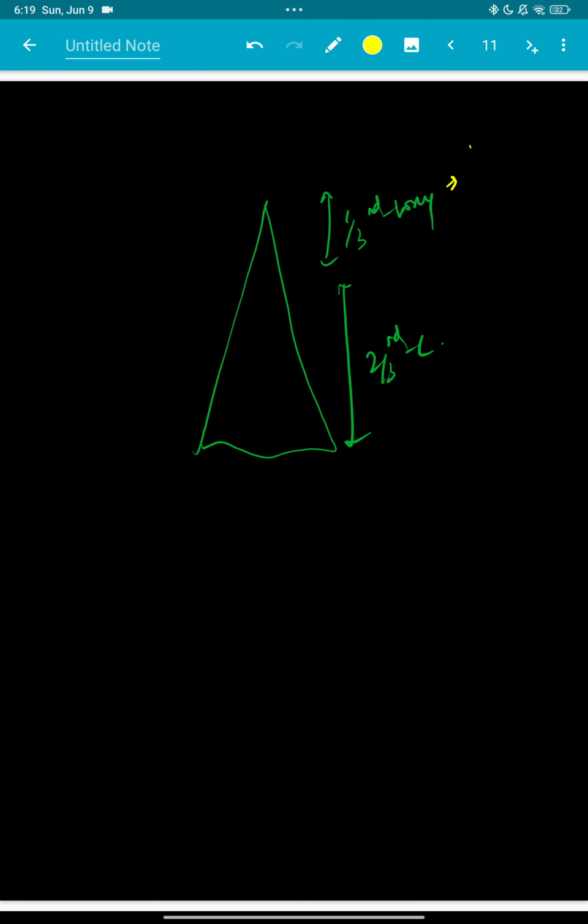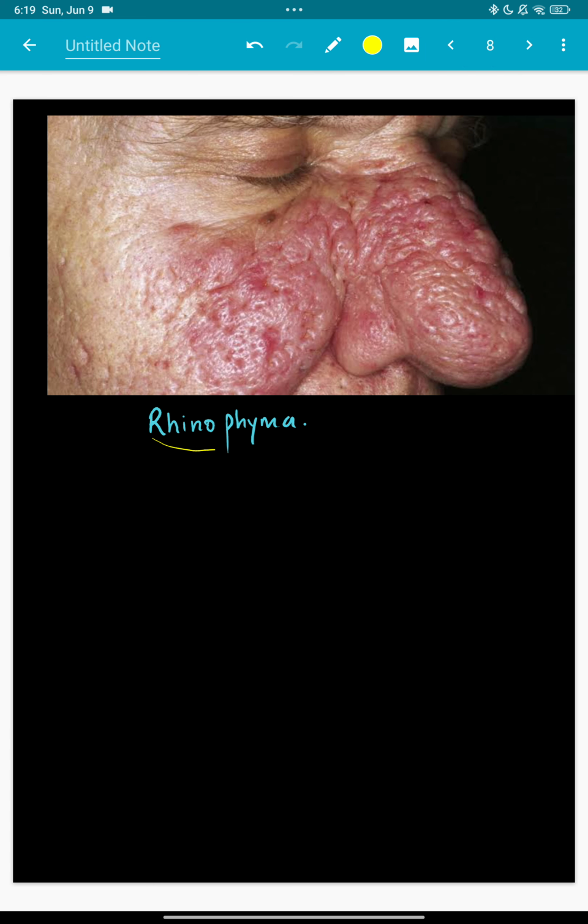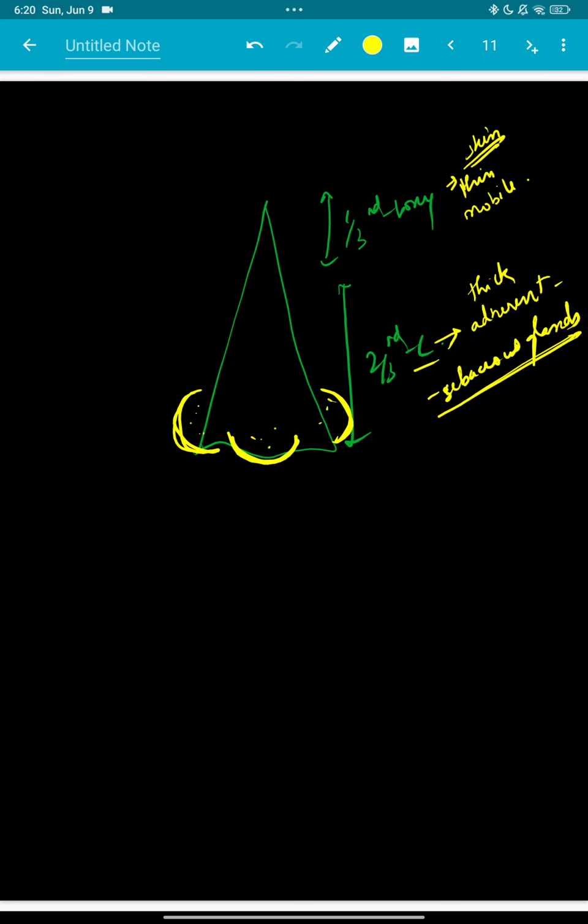So the skin over the bony part is very thin and mobile, whereas the skin surrounding the alar cartilages, the ala or the cartilaginous part, is very thick and very tightly adherent to the underlying surface, hence it is not very mobile, and it has lots of sebaceous glands. You must have noticed that when you get blackheads, you get them over these areas only, not over the bony part. If the sebaceous glands undergo hypertrophy, it leads to a condition known as rhinophyma, that is hypertrophy of the sebaceous glands around the nose. This is the external part of the nose.